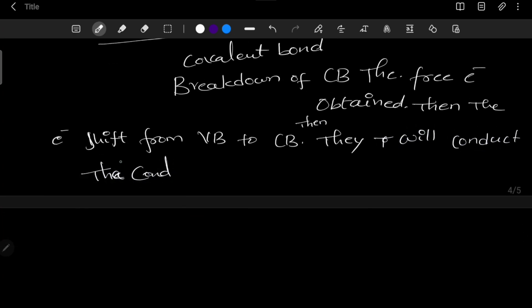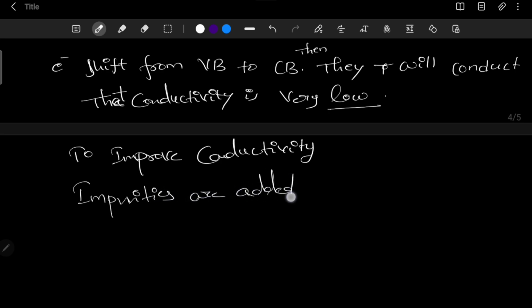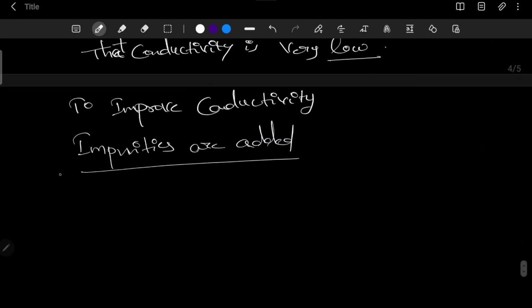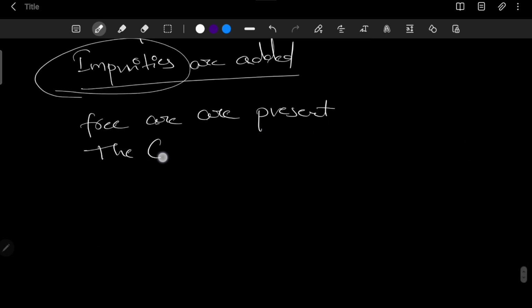To improve the conductivity, we are adding some impurities. What will happen when we add impurities? The conductivity will be improved. How will the conductivity be improved? These impurities have more electrons, so free electrons will be obtained, and the conductivity will increase.